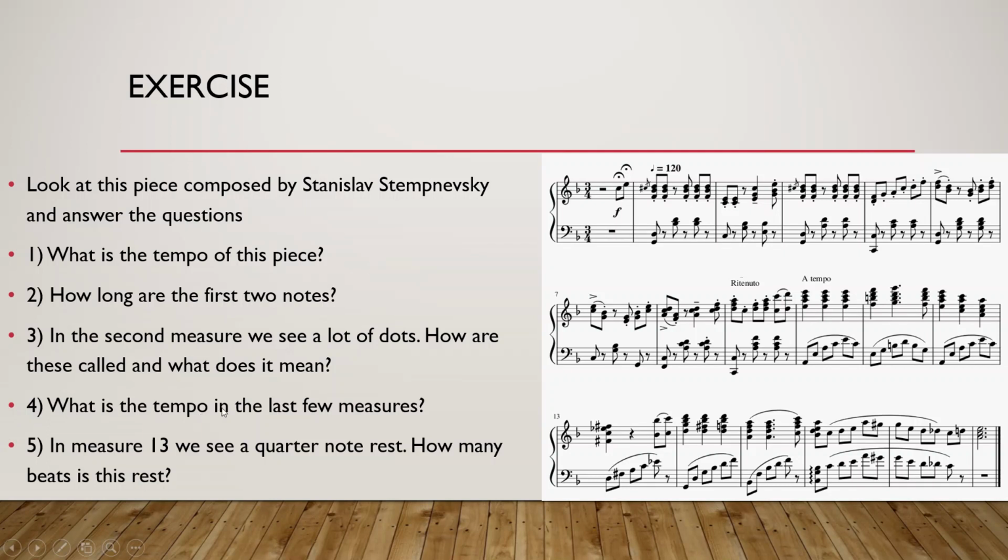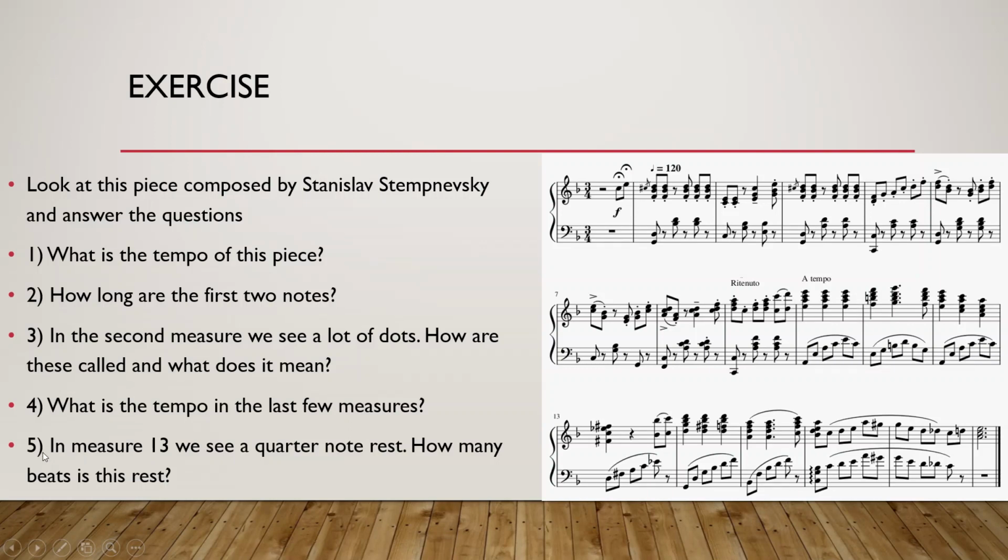4. What is the tempo in the last few measures? Well, we start with 120, then we get slower with the ritenuto, but it is followed by a tempo, meaning the last bars are in the original tempo, meaning still 120 beats per minute.